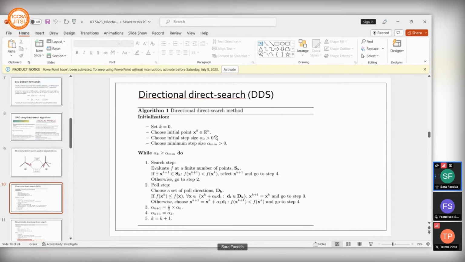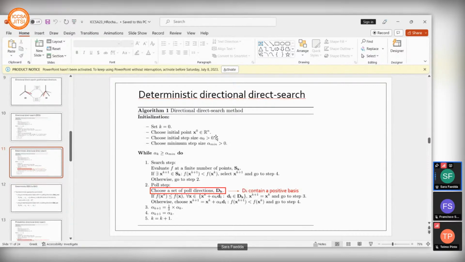And we will only consider the poll step, because we are interested in comparing the use of different sets of poll directions. So the poll step is used when the first step fails to improve the current best iterate, or when the first step is empty, which is the case, and uses stricter rules to improve the best solution. When the set of poll directions contains a positive basis, we have a deterministic directional direct search, meaning that we have the guarantee of finding stationary points.